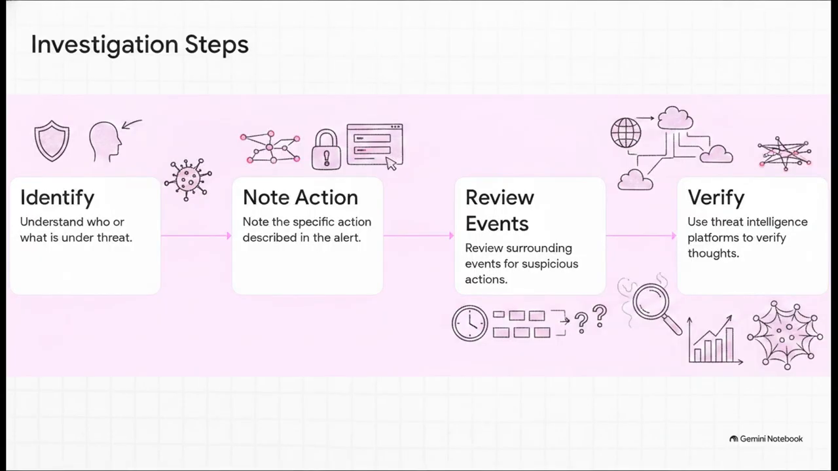But what if a workbook isn't available? Well, here are your core tactical investigation steps. First, identify exactly who or what is under threat. Is it a specific user, a network segment, a particular hostname? Next, note the exact action described. Was it a suspicious login from halfway across the world, or maybe a known piece of malware trying to run? Then, review the surrounding events. You're looking for suspicious actions that happened shortly before or right after the alert fired.